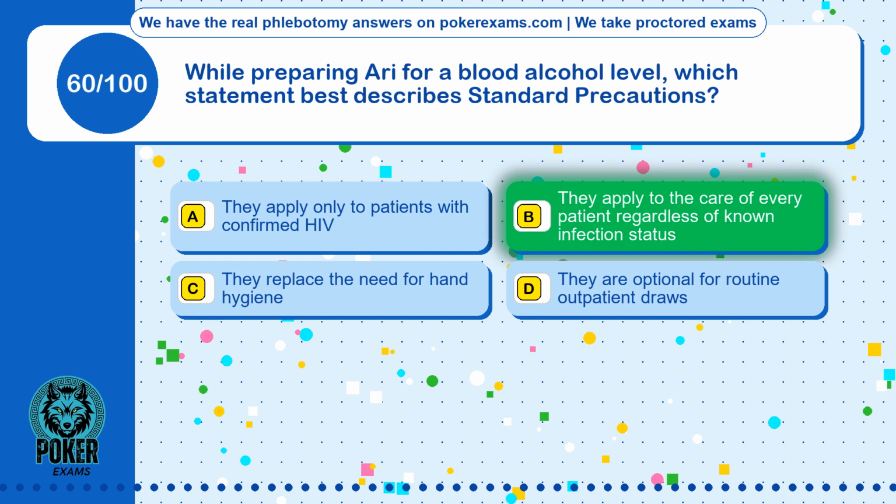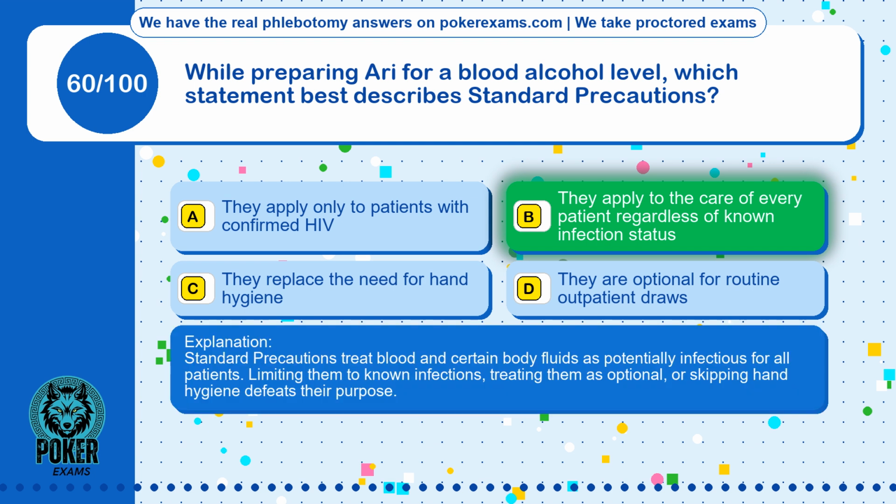The correct answer is option B. They apply to the care of every patient regardless of known infection status. Standard precautions treat blood and certain body fluids as potentially infectious for all patients. Limiting them to known infections, treating them as optional, or skipping hand hygiene defeats their purpose.